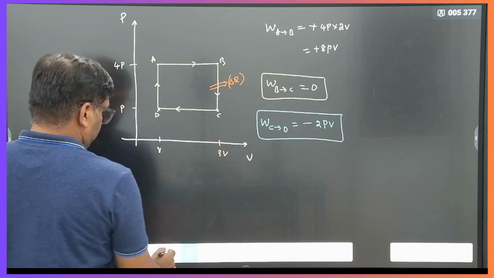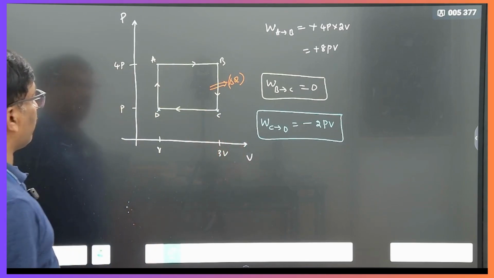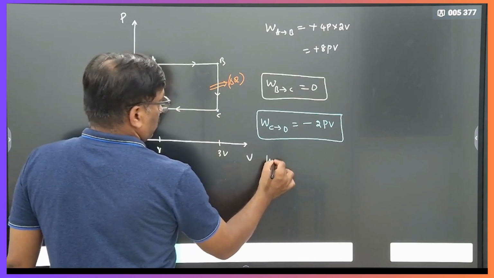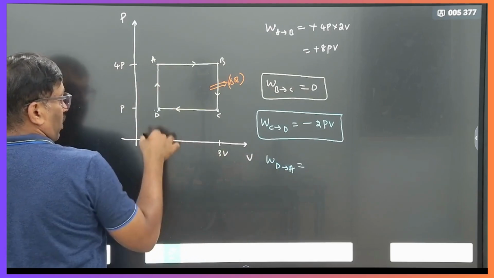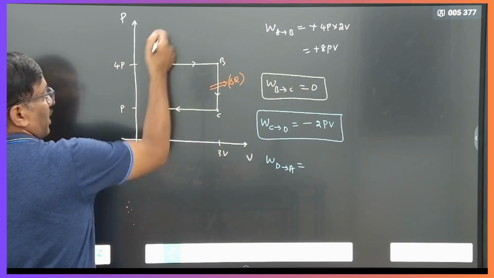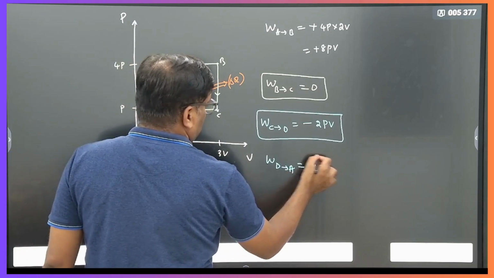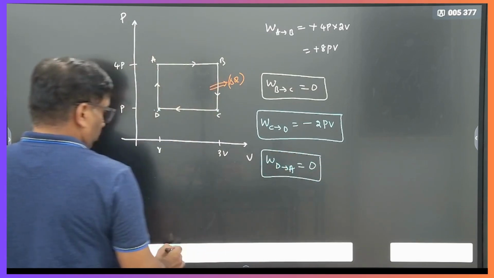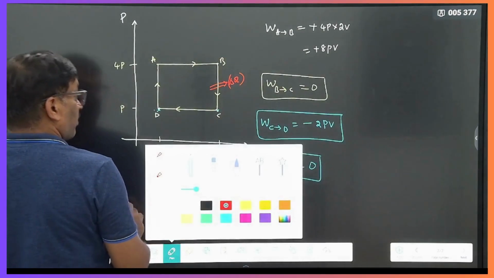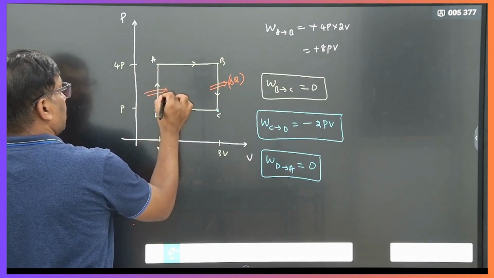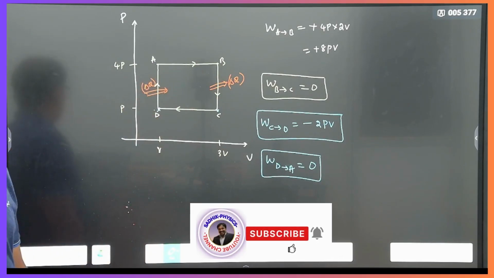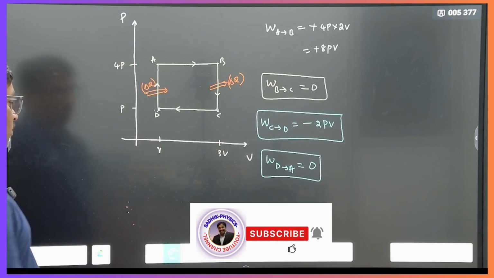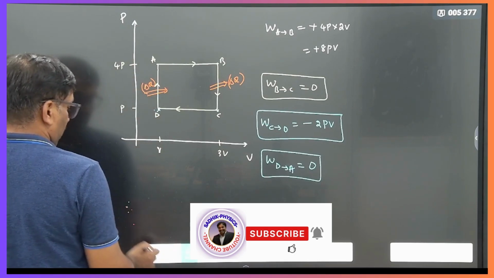Right. Now, work done from D to A. Here also the volume is not changing, only pressure is increasing. So the volume is not changing, therefore work done is 0. But work done is 0 and pressure is increasing, which means compulsorily there is a supply of heat energy to this one. Clear? So you can write down the first law of thermodynamics, then you will be able to calculate it.